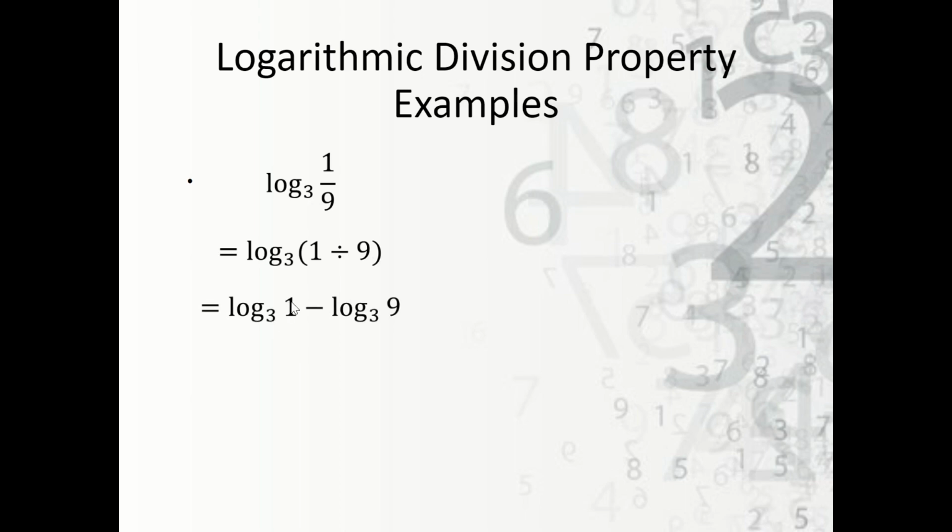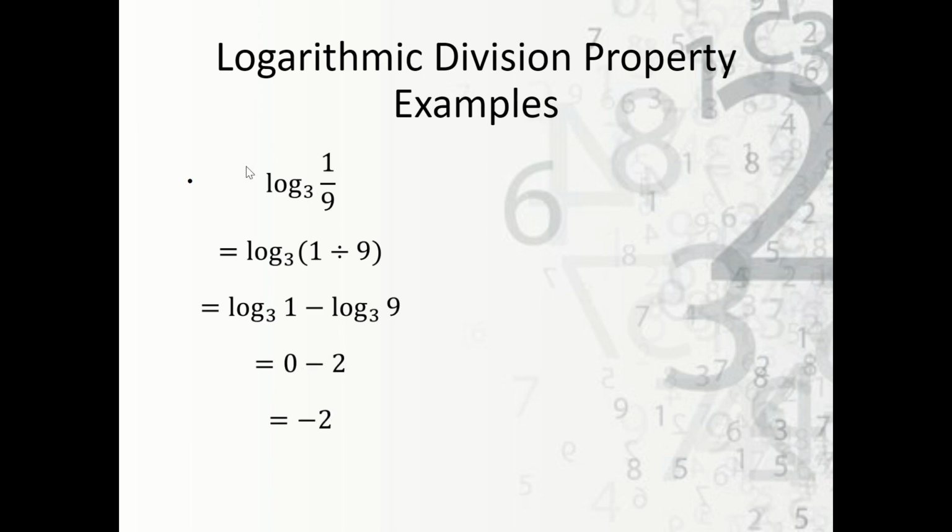So now 3 to what power equals 1? Well, we know anything to the 0 power is equal to 1. So 3 to the 0 power equals 1, so that's 0. And then 3 to the second power equals 9. So we end up with 0 minus 2, which is -2.